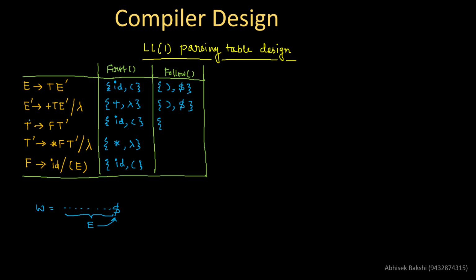Similarly, now what is follow of T? Let's see where T is encountered. You see T has been encountered in these two production rules again, production rule number 1 and rule number 2. In rule number 1, T is followed by E dash. So whatever is following T is first of E dash. Wherever following T is again first of E dash. So follow of T means first of E dash. And first of E dash means plus and lambda.